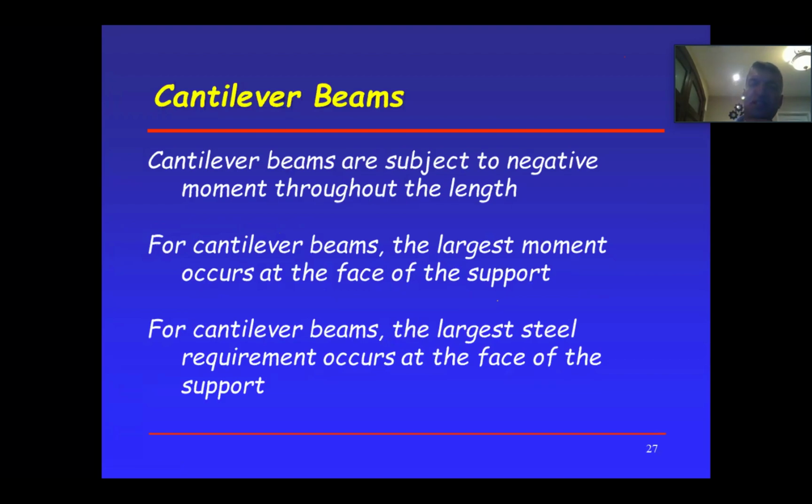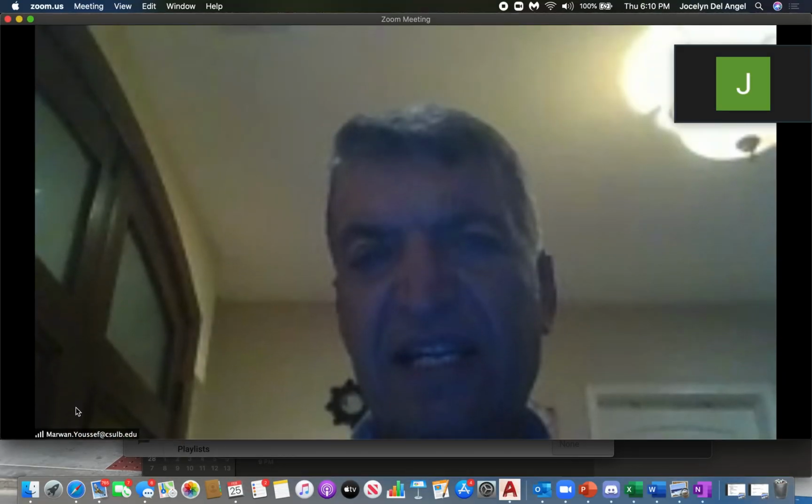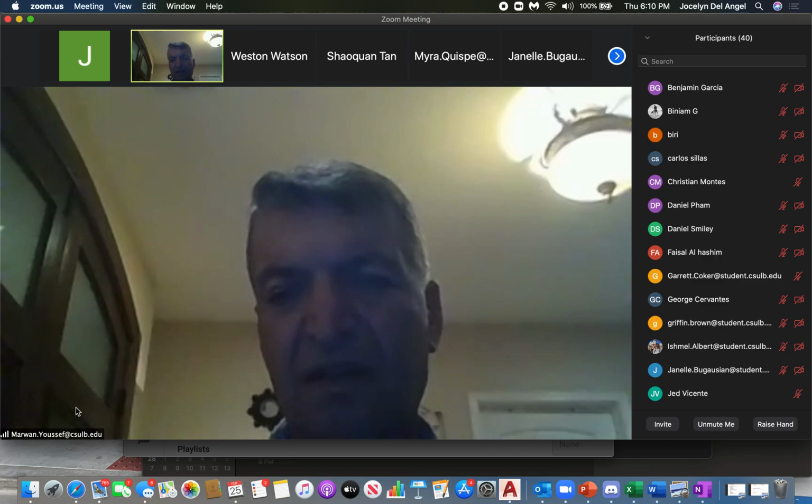Cantilever beams. That's what we already mentioned at the balcony. Cantilever beams are subject to negative moment throughout the length. It's right there. Why is that? Let me just get off on a little tangent here. What happened here?